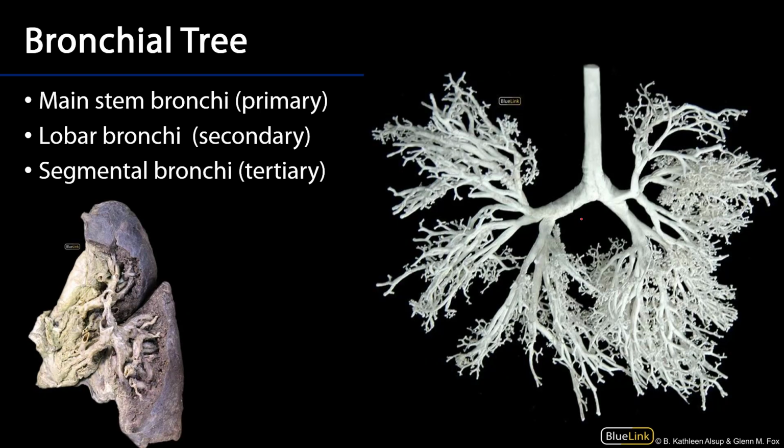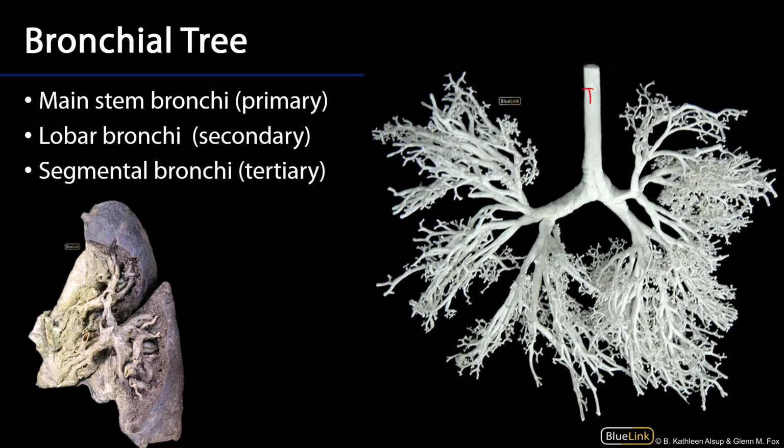Now, on the right here is an endocast, which I think allows us to best visualize why this conductive portion of the airway is referred to as the bronchial tree. It only takes a modest amount of imagination to turn this 180 degrees and see this would be the trunk of the tree, and all of the bronchi would be the branches of the tree. Now, what you're actually looking at is a posterior view of the endocast of the bronchial tree.